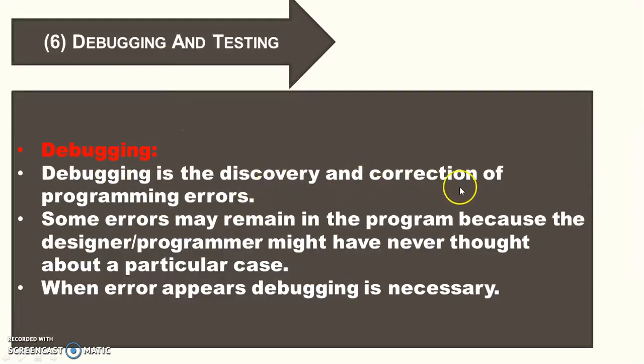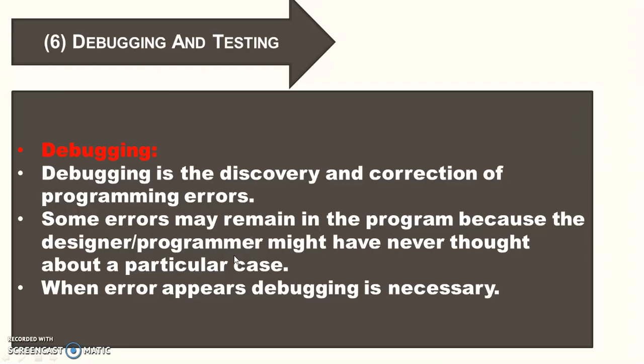Our next step is debugging and testing. Debugging is the discovery and correction of programming errors. Some errors may remain in a program because the designer or programmer might never have thought about a particular case. Let's take one example. Suppose you are creating a calculator with four functionalities: addition, subtraction, multiplication and division. Now suppose you are taking two numbers from the user, dividing them, and giving the result as output.